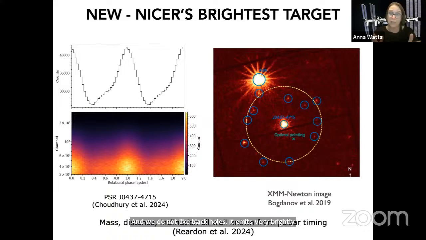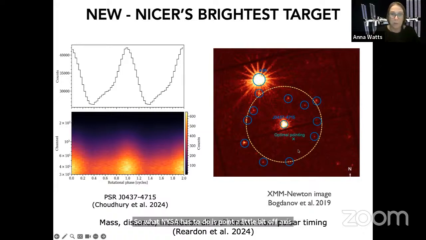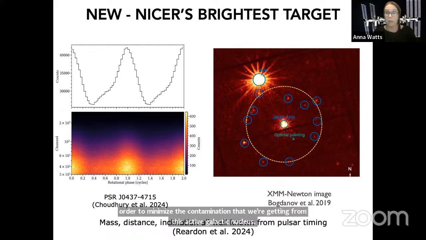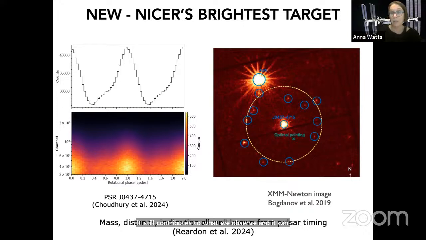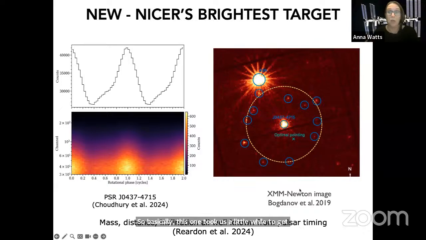So what NICER has to do is point a little bit off axis, an optimal pointing away from the source itself, in order to minimize the contamination that we're getting from this active galactic nucleus. It still contributes to what we observe, and it can be variable, but we were trying to offset that. So we had to understand how NICER behaved when you point things slightly off axis as well. So this one took us a little while to get to, and then, because the data were just so great, it proved a very, very hard source to actually model. But we've now managed to do it.